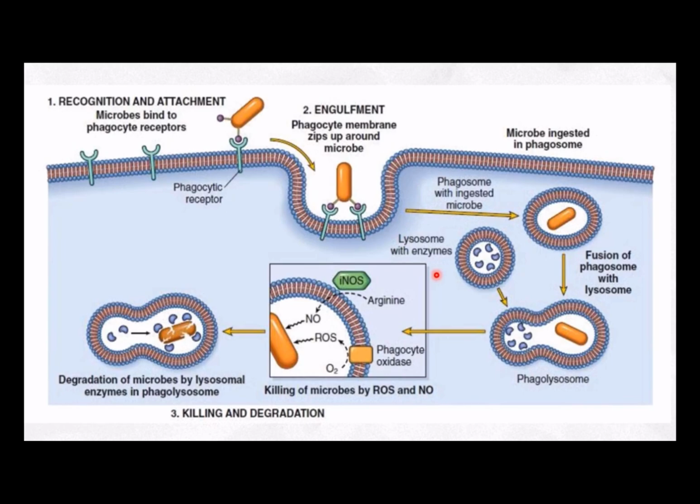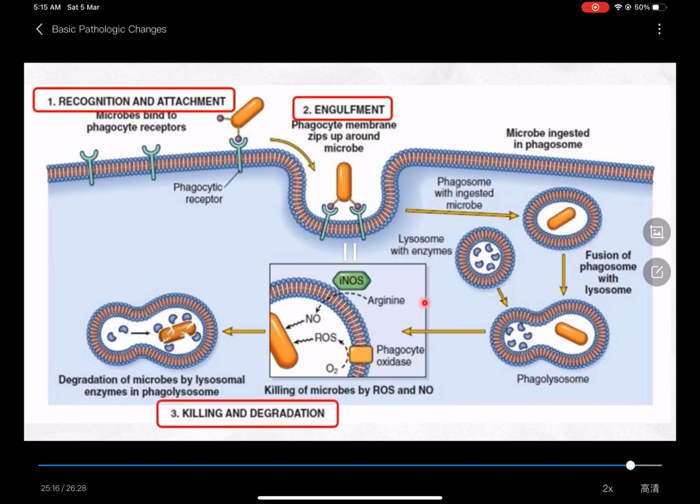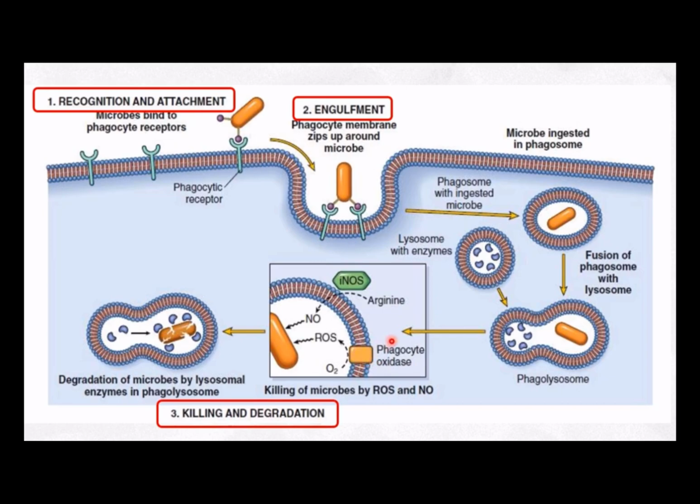Phagocytosis consists of three distinct but interrelated steps. First, recognition and attachment of the particle to the ingesting leukocyte. Second, engulfment, with subsequent formation of the phagocytic vacuole. Then, killing and degradation of the ingested material through the release of reactive oxygen intermediates, or by the action of enzymes stored in the leukocyte granules.